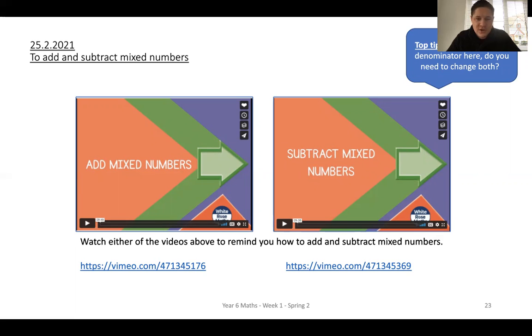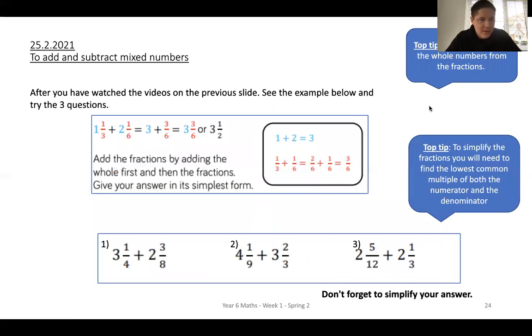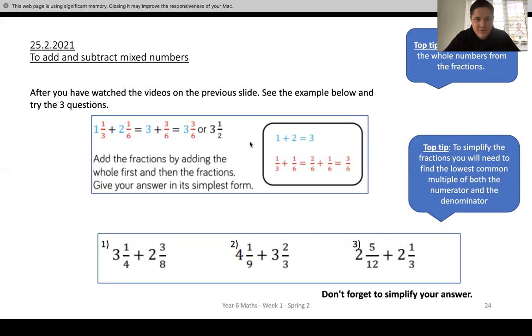So watch those. Remember, we don't do the worksheets, but you might be able to pick up some hints and tips, and make sure you've got your pen and paper ready to do the questions. After you've watched the videos, let's have a look at this example together. You'll have seen in the videos that when we've got mixed numbers, we need to do the wholes and the fractions separately. We're going to start by adding our wholes.